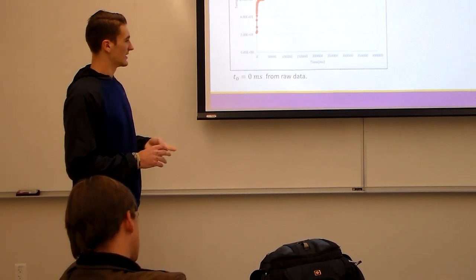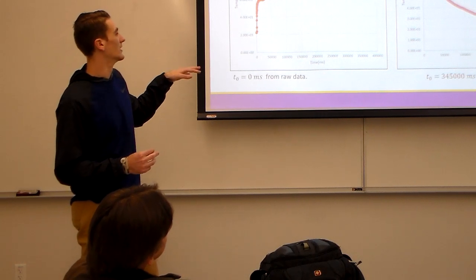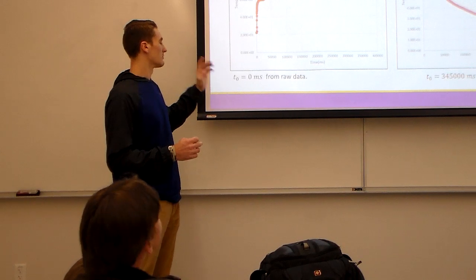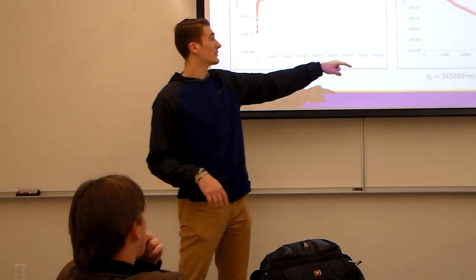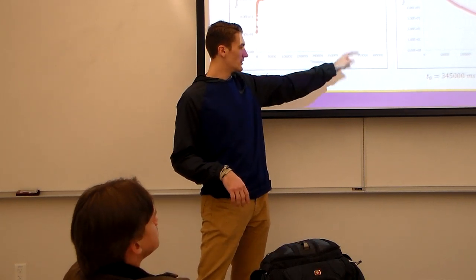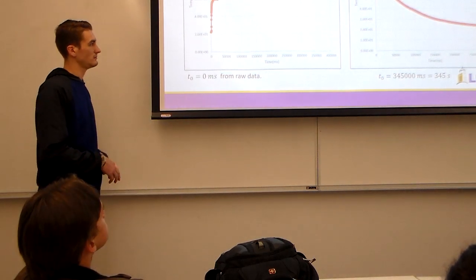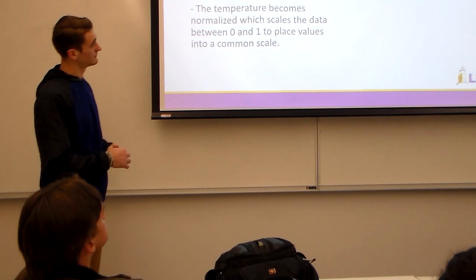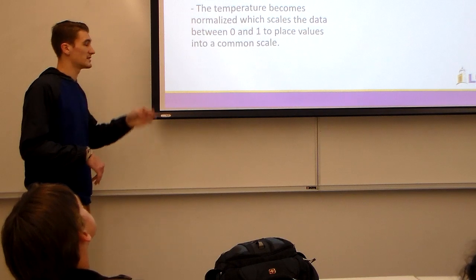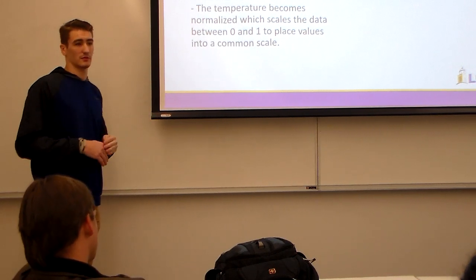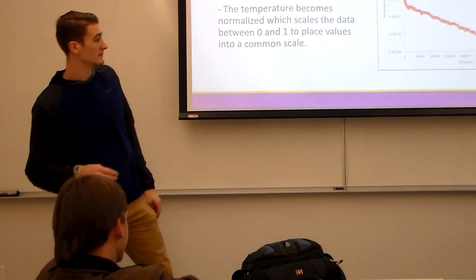So, let me begin. From the raw data, we set T0 to start at 0 seconds. And then for the removal process, I took T0 to be about 345 seconds. When we plotted the normalized temperature versus time, it scales the temperature values in order to get them from 0 to 1. And this is the plot that I got.